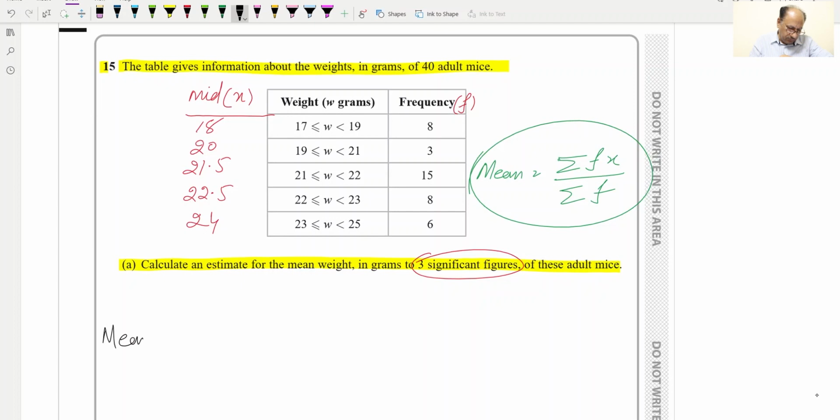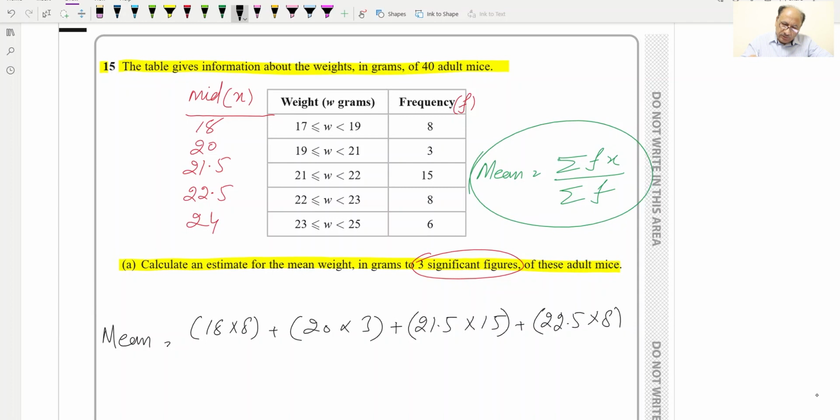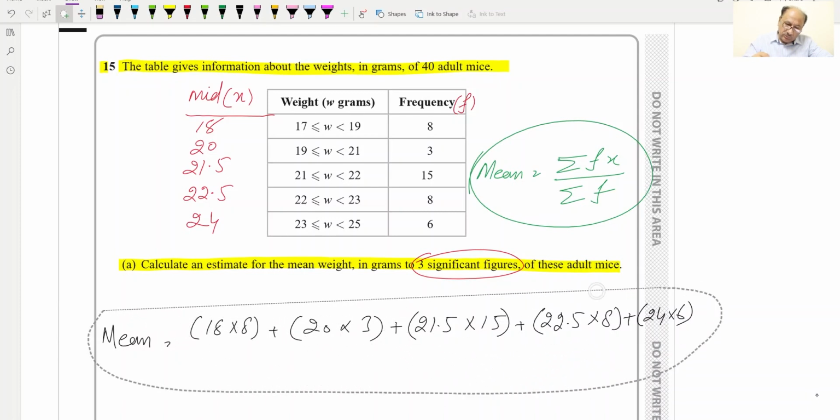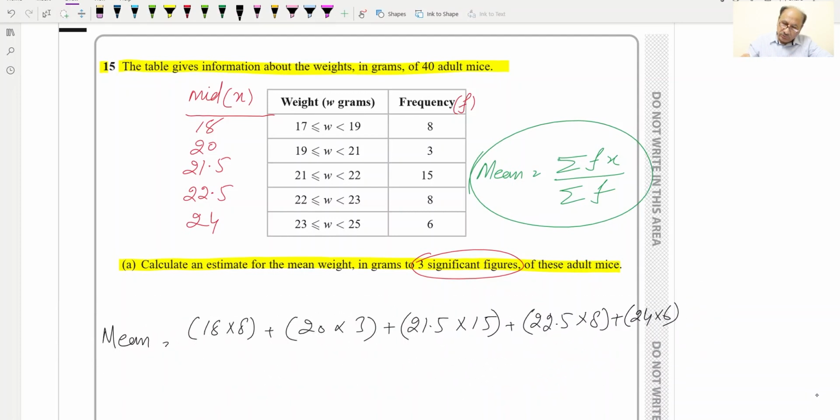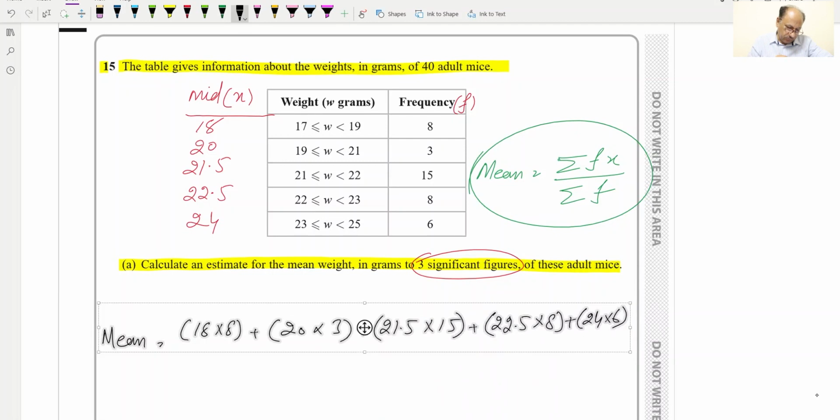So our mean will be equal to 18 multiplied by 8, plus next will be 20 multiplied by 3, plus next will be 21.5 multiplied by 15, hopefully you are understanding and following everything, plus this will be 22.5 multiplied by 8, and the last value is 24 multiplied by 6. And what we can do, we can reduce a little so that we can be within this one.